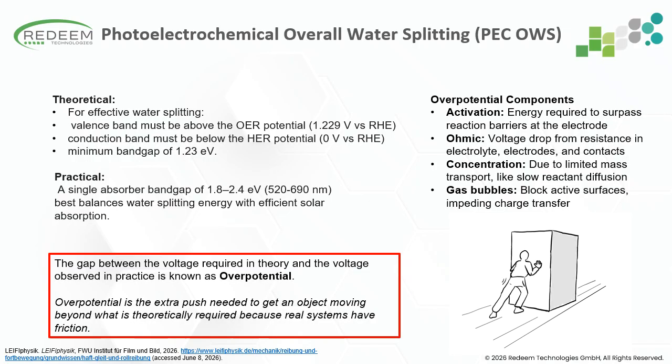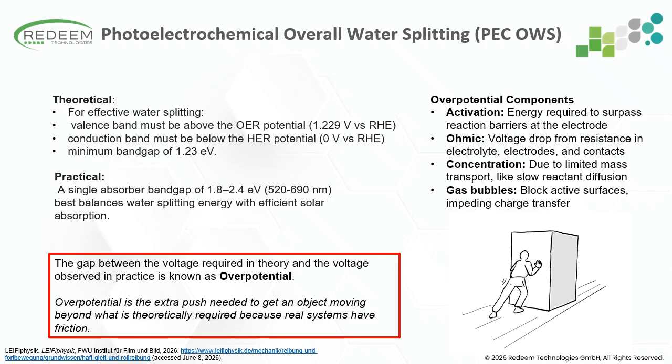Just to add to this, to better understand where this additional voltage comes from, the overpotential is not a single loss mechanism. It is the sum of several different contributions. The first is the activation overpotential. So every electrochemical reaction has an energy barrier that must be overcome before electrons can be transferred efficiently at the electrode surface. The second is the ohmic overpotential, which simply comes from electrical resistance in the electrolytes, the electrodes, and all electrical contacts.